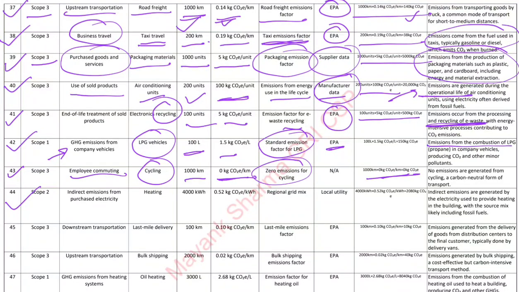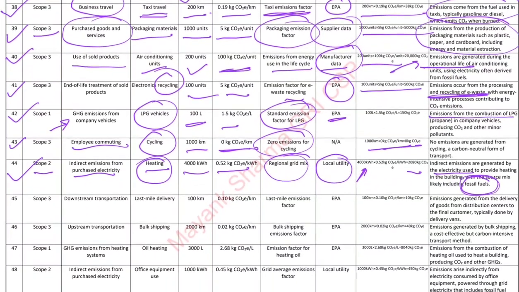Okay, then example number 44 is scope 2, indirect emissions from purchased electricity, and that is because of heating. Heating is the activity where we are utilizing electricity, 4000 kilowatt hours, and you can see multiplication with the emission factor, regional grid mix. We are utilizing this emission factor from the local utilities. So multiply the electricity purchased with the emission factor, you will get the answer. So these indirect emissions are generated by the electricity which is used to provide heating in the building, with the source mix likely including fossil fuels only.